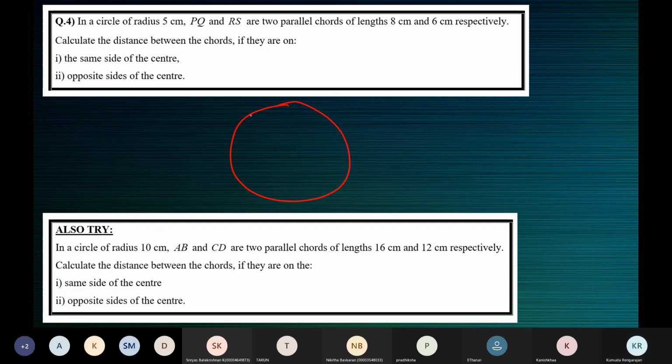Circle, radius, radius, radius, PQ. You see it looks longer. And radius, RS. 8 and 6. Now center O. Join OR, radius, and drop the perpendicular from the center to the chord. OM is the perpendicular from the center to the chord. Similarly here, join the radius OP and drop the perpendicular from the center to the chord, and let's call it ON.